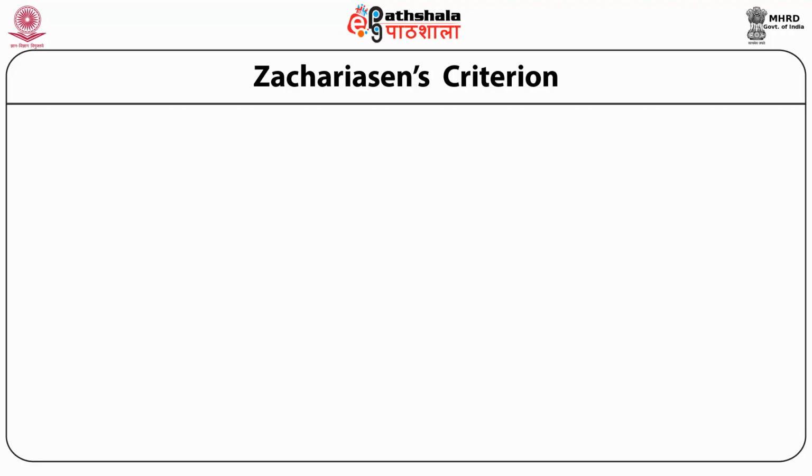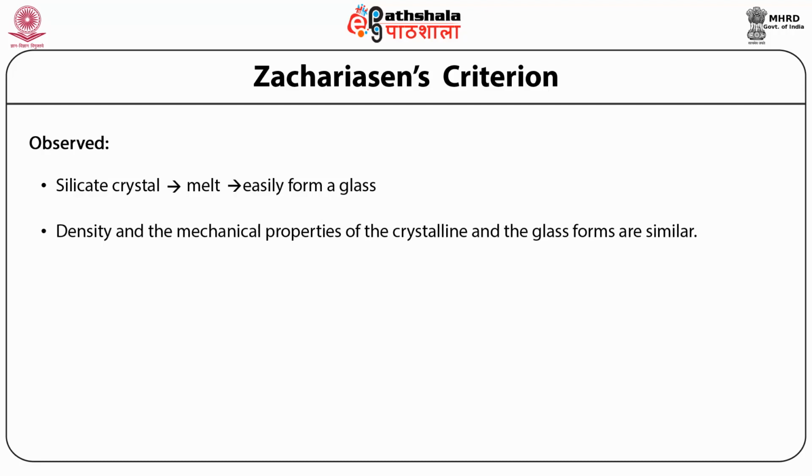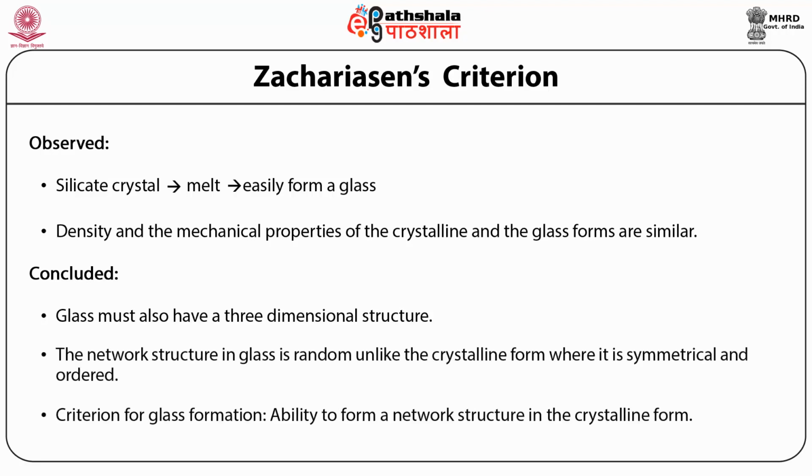Zachariasen's idea grew out of his observation that the silicate crystals which readily form glasses on melting and cooling have a three-dimensional network structure. Since the density and the mechanical properties of the glass and the crystalline forms are similar, it occurred to Zachariasen that the glass must also have a three-dimensional network structure, but the networks are not symmetrical and periodic as in crystals.